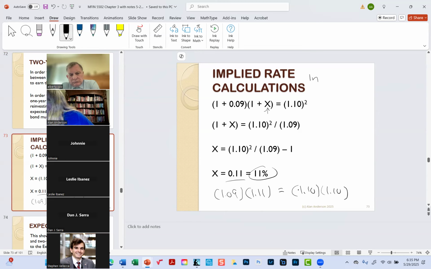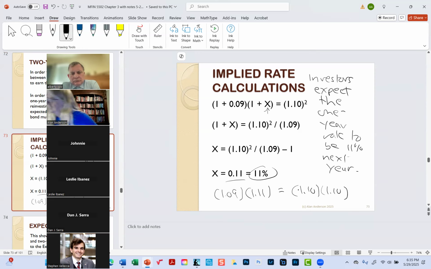So investors expect the 1-year rate to be 11% next year. According to the theory, and if this is correct, if investors are truly indifferent between investments of different maturities, then that's exactly what would be happening. And of course, if there's no credit risk, which would be true in the treasury market anyway.